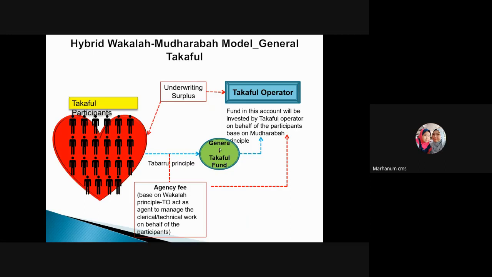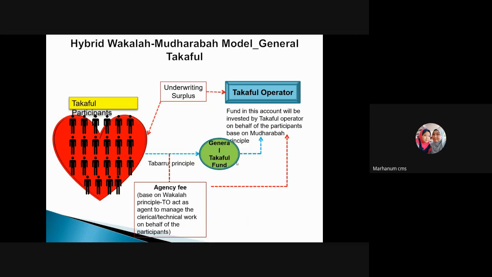Whereas in this case, for the wakalah and mudarabah model, even though the takaful operator invests their fund here, the profit will be shared with this fund. Because for the short term, it is very hard for the takaful operator to share the profit with the individual participant. They just share with their fund. So if the wakalah principle is adopted, the takaful operator doesn't need to disclose the profit sharing ratio. Whatever profit they get from the investment of the general takaful fund here, they will share, but the percentage of profit depends on them.